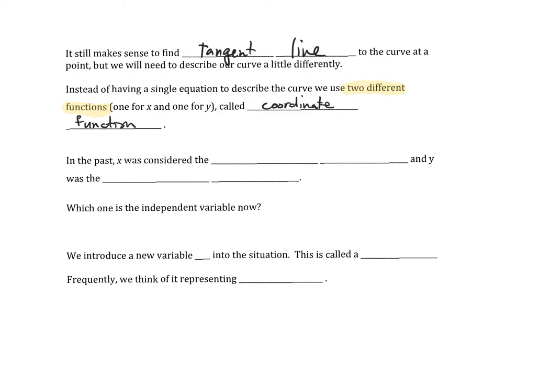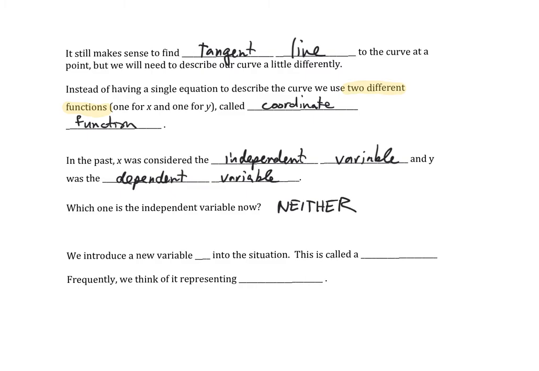All right. Now, in the past, x was considered the independent variable, and y was considered the dependent variable. So the question becomes, when you're working with a parametric curve, which one is the independent variable now? And the answer to this question is neither is the independent variable.